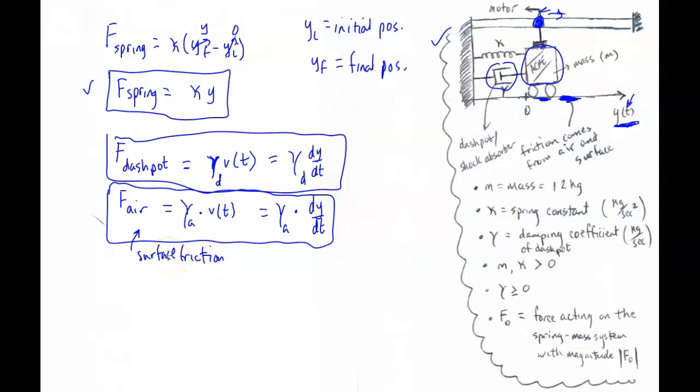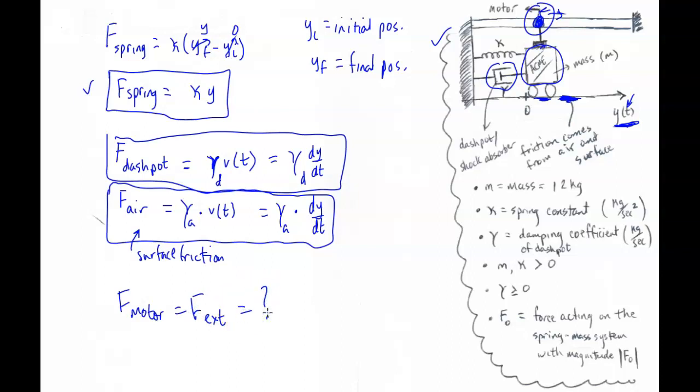So the last thing that we need to do, now that we have the force of the spring, force of the dash pot, and force of air, is account for an external force, which would be the force of the motor. In general, we'll call this an external force. And we don't know what that's going to be.